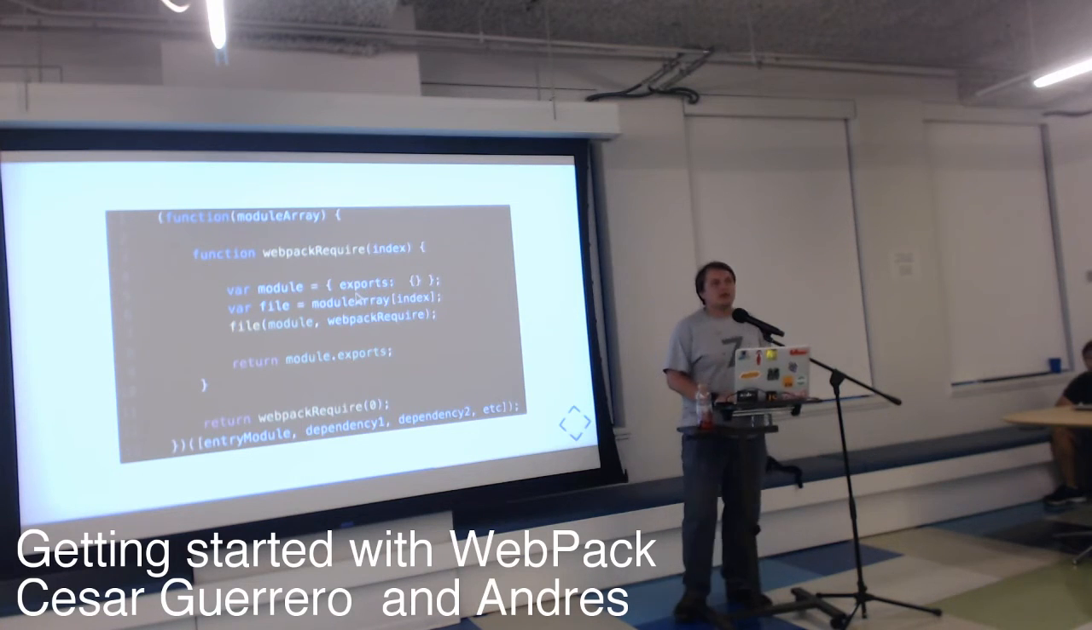Okay. So here we'll start with the index 0. It will declare a module, that is just an object, that is going to work with the export key. Then it will try to get that from the module array. It will try to get the first file, that is the first function that is called. So here we are assigning that file, and then we are invoking that function with module and Webpack require.